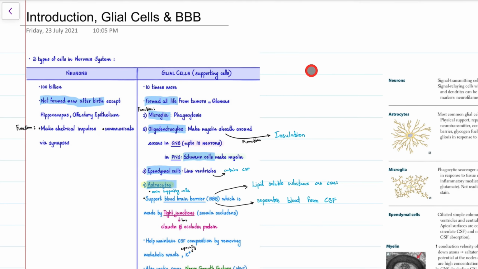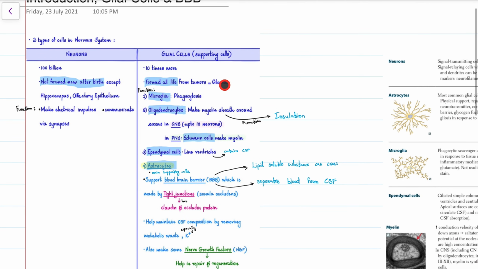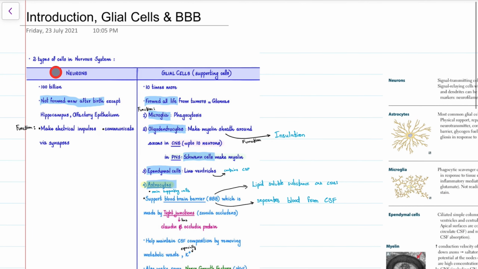Today we'll be discussing CNS physiology, and in that today we'll be seeing the introduction part and about the glial cells, that is the supporting cells, and the blood-brain barrier. Okay, so in CNS there are mainly two types of cells. First of all, the first one is the neurons. The next one are the glial cells, that is the supporting cells.